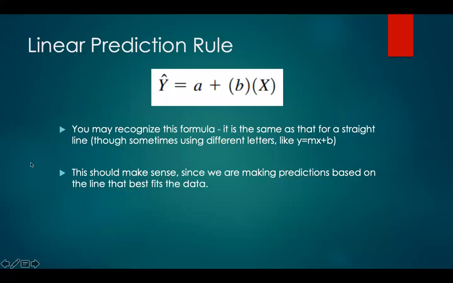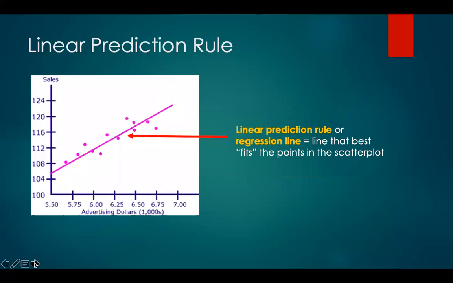So you may recognize this formula. It is the same as that for a straight line, though sometimes using different letters, like y equals mx plus b. Here it's y equals a plus bx. This should make sense since we are making predictions based on the line that best fits the data. So the linear prediction rule, or the regression line, is the line that best fits the points in the scatter plot.